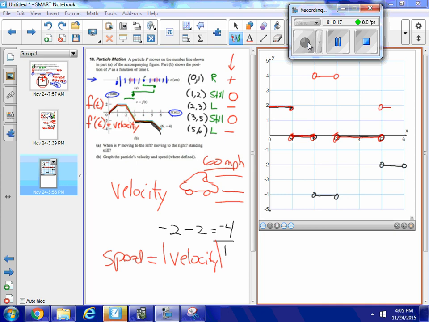So that's kind of an interesting way to approach the issue of speed and velocity, and that velocity is the derivative of a distance to time function, and speed is the absolute value of velocity.